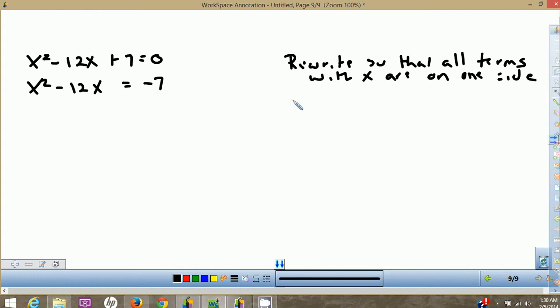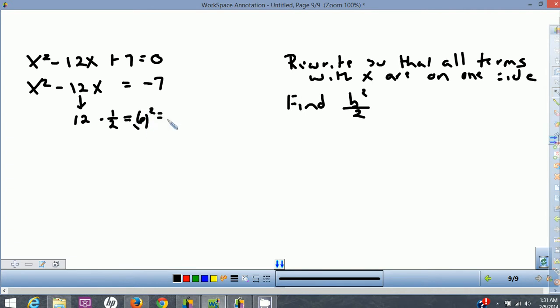Now, the next step is find b over 2 squared. This is how I look at this. You take the number in front of the x, 12, times 1/2. Cut it in half. Whatever value it is, cut it in half. So 12 cut in half gives me 6. And then you square 6. Square your answer. That gives me 36. So take whatever value is in front of your x, halve it, square it, and then add it to both sides.